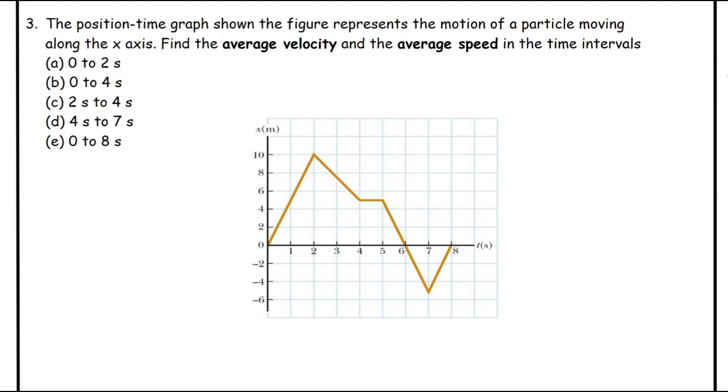We are still looking at the difference between the average velocity and the average speed, but in this case we have a position time graph. The question reads: the position time graph shown in the figure represents the motion of a particle moving along the x-axis. Find the average velocity and the average speed in the time intervals shown. So we're going to find both average velocity and average speed in each and every one of these time intervals.